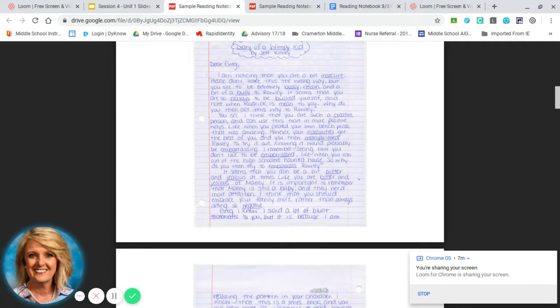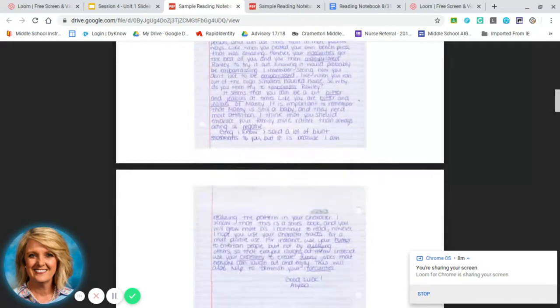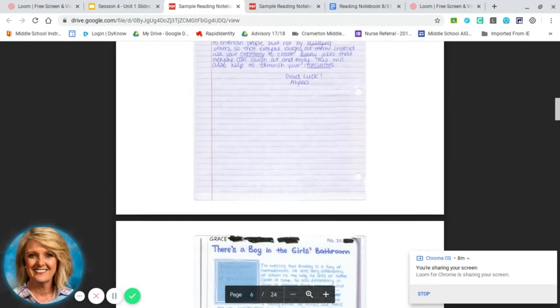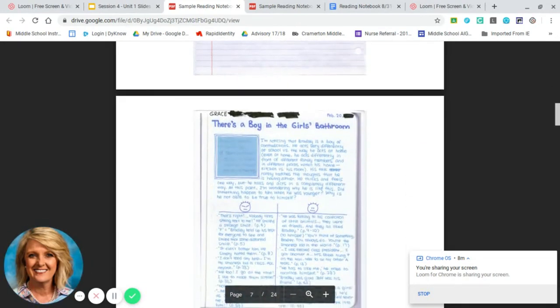So she questions her character. She talks to her character about the things that he's doing in the book. She calls him out on a few things. But as she's writing this letter, you can track her thought process as she meets the characters and as things happen in the story.